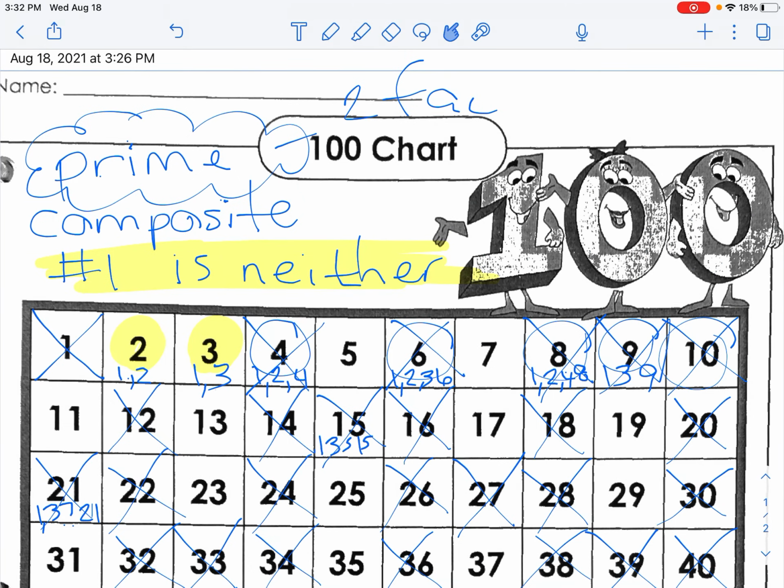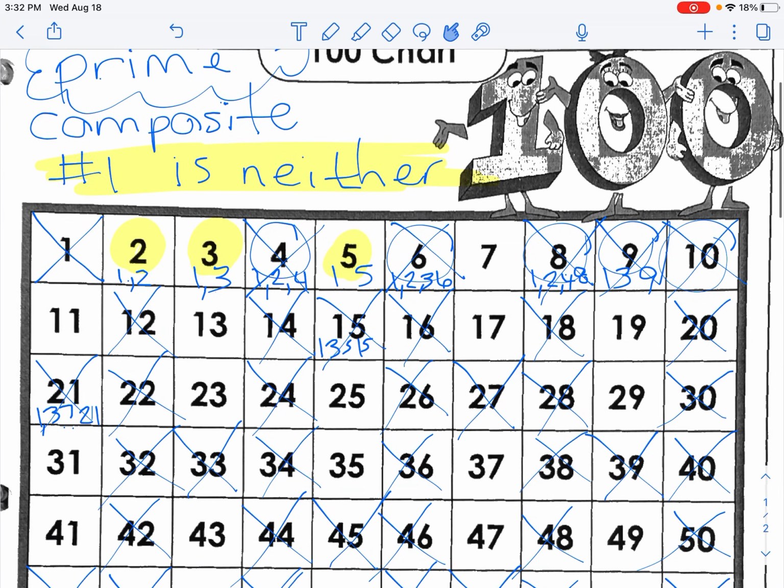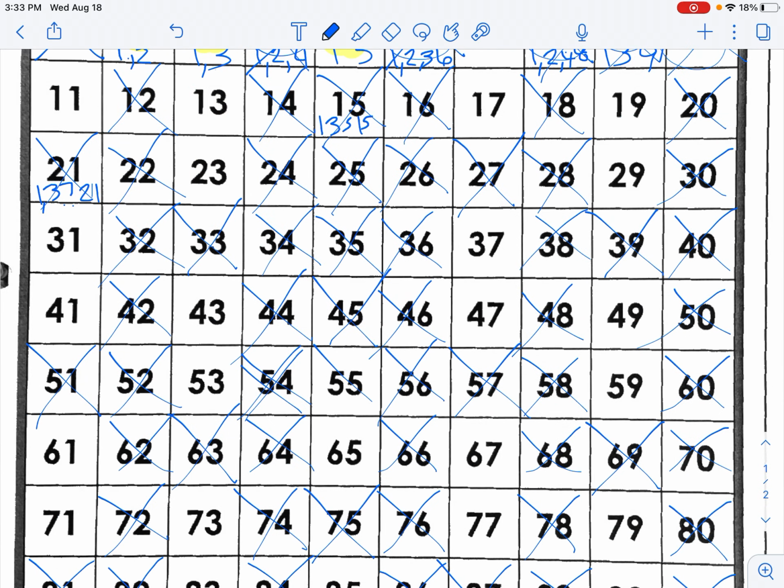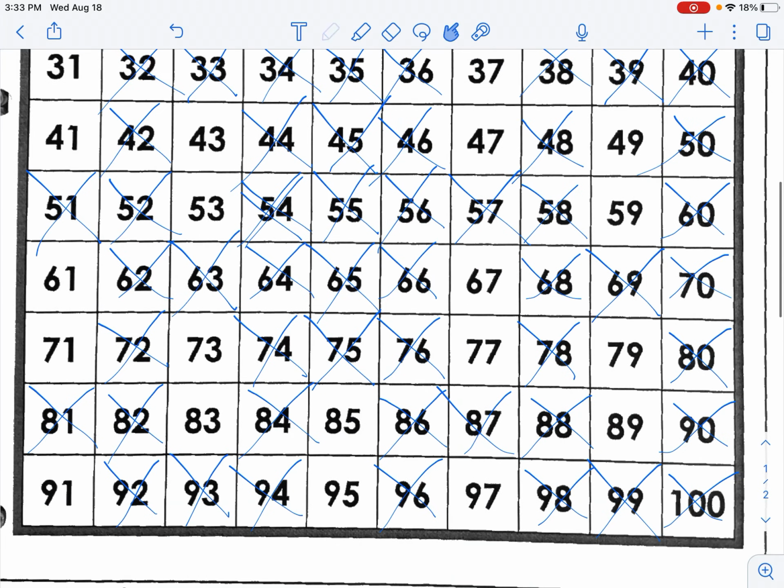All right, going to the number 4. We see the number 4 has 3 factors, so that's a composite number. The number 5 only has factors of 1 and 5, which makes it prime. Just like we did with the multiples of 2 and 3, we're going to do the same thing with 5 because all those multiples of 5 are going to have more than 2 factors. So we are going to cross out 10, 15, 20, 25, 30, 35, 40, 45, 50, 55, 60, 65, 70, 75, 80, 85, 90, 95, and 100.